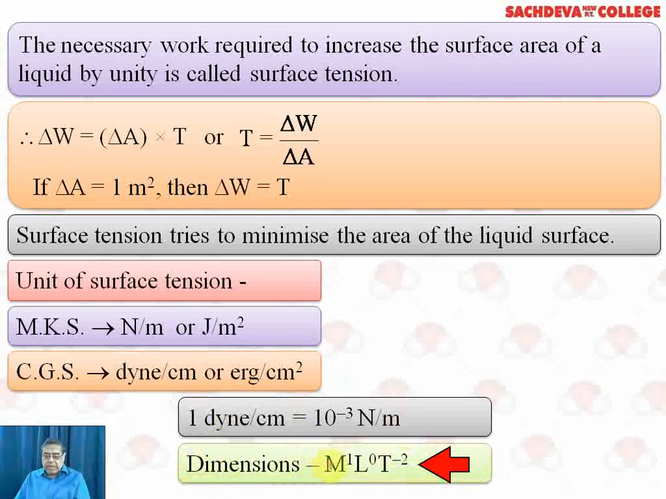Dimension will be M L naught T minus 2. So the dimension for surface tension, that is force per unit length, we will put the dimensions of force, that is M L T minus 2, divided by L, and then we will get the dimension as M1 L naught T minus 2.